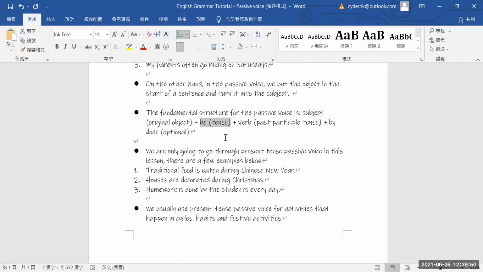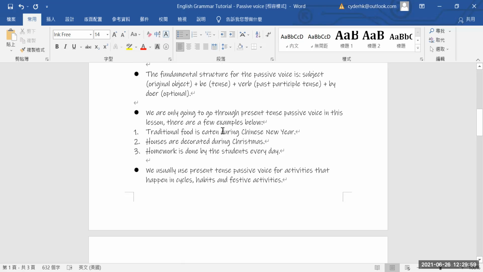When we consider what to change the be into, with tense, we need to think of two things. First, we need to think of what tense it is. In this sentence, traditional food is eaten during Chinese New Year. During Chinese New Year, this is a cycle. We do it every year. So we need to use present tense, so it's either is, are, or am. But in this situation, traditional food is uncountable, hence we use is. So is is a form of be with tense. We need to consider these two things before writing the new form of be. Eaten is a verb with past participle. So eat, past participle, eaten.